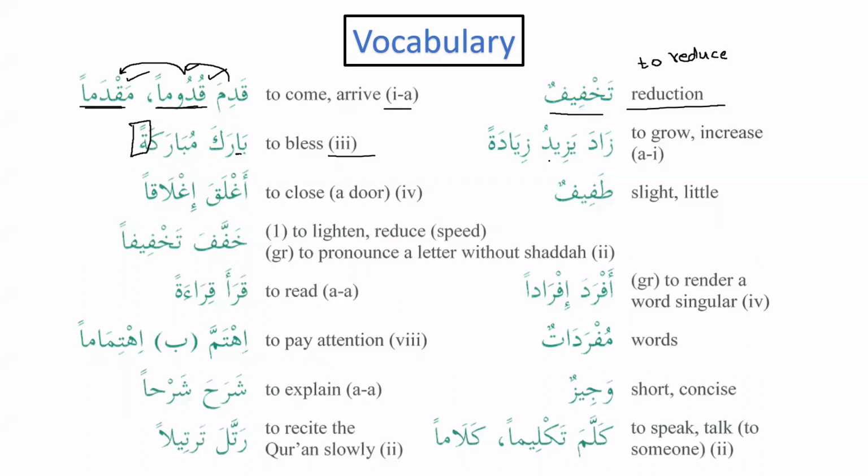Excellent. Then we have zada yazidu ziyadatan, to grow or to increase. And then we have aghlaqa yughliqu ighlaqan from number 4. Yeah. Tafifun, so it is slight or little. Taffafa yutaffifu tatfifan. Please give me a name of the verse of the Quran which comes from the same root letters.